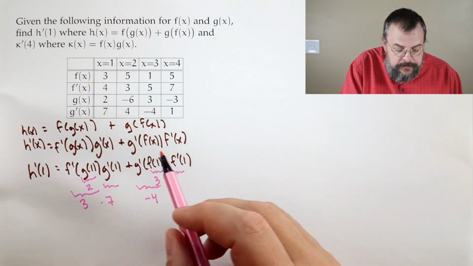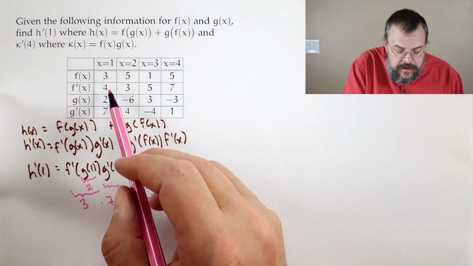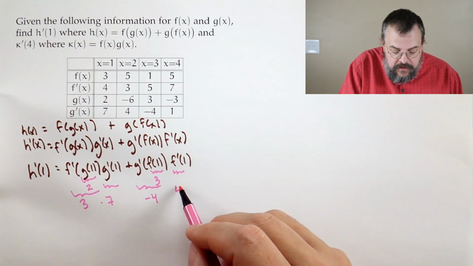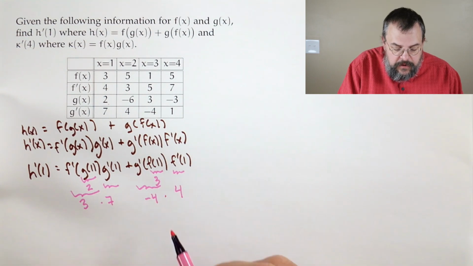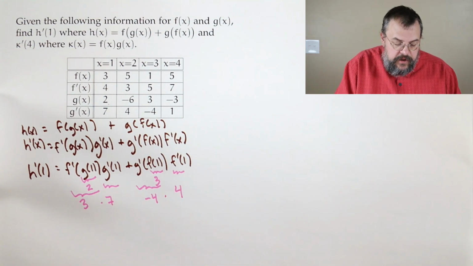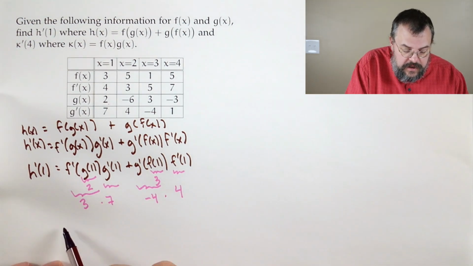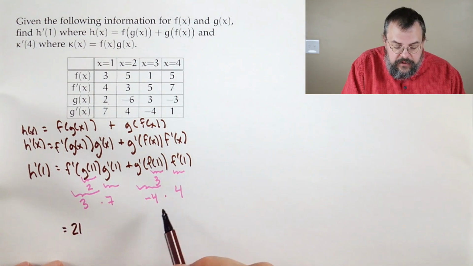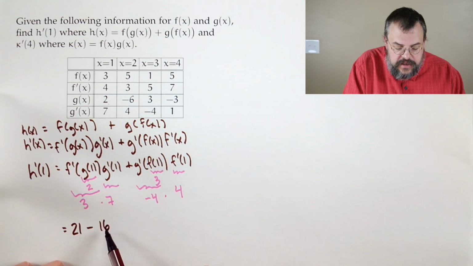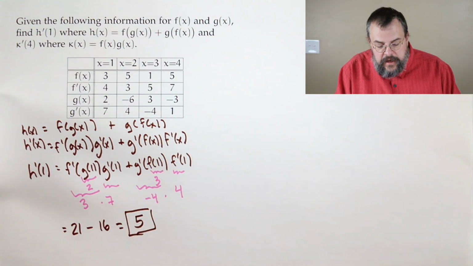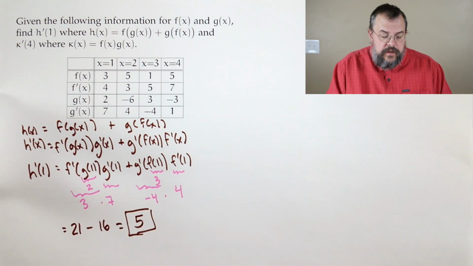F prime of 1. F prime at 1 is 4. So that's 4. So what do we get? We get 3 times 7, which is 21. And then we get minus 4 times 4, which is 16, and therefore we end up with 5. And there you go.